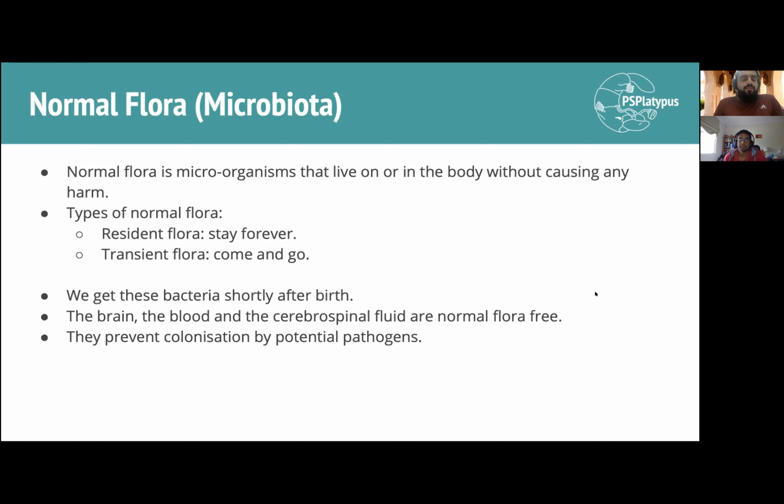Finally, we'll talk about normal flora, which James went through just before. So normal flora is microorganisms that live on or in our body and cause no harm. Usually it's bacteria. There are 2 types of normal flora: resident flora, which stays in our body forever, and transient flora, which comes and goes.